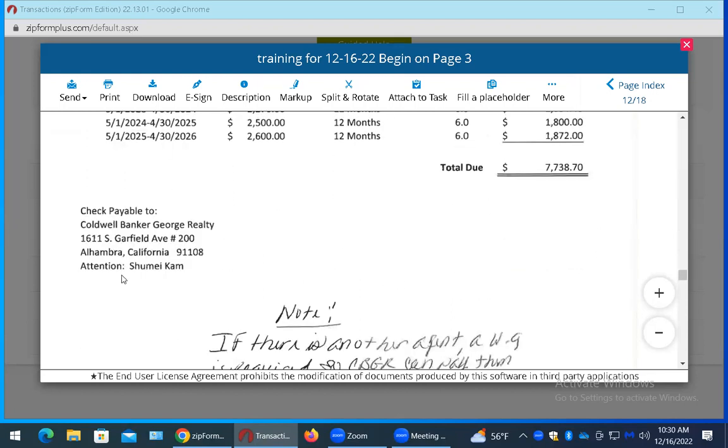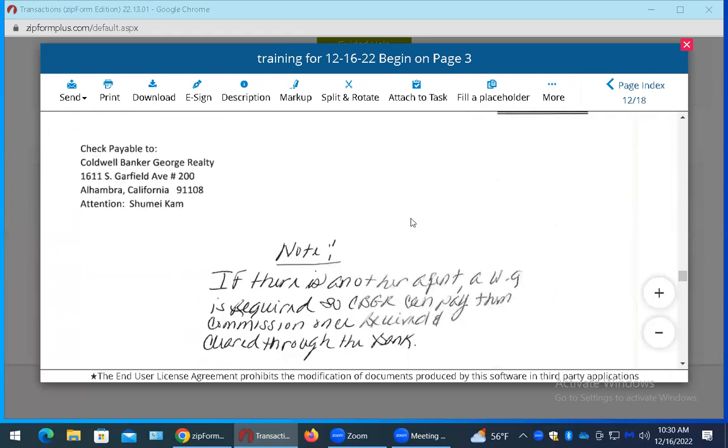Make sure that you tell them over here where to send the check, and it's payable to Coldwell Banker George Realty. So if you are cooperating with another agent, another brokerage, not a Coldwell Banker George Realty, that would make us dual. But if there is another brokerage involved, another agent, we cannot pay them out until they provide us with their W-9. So it's very simple.